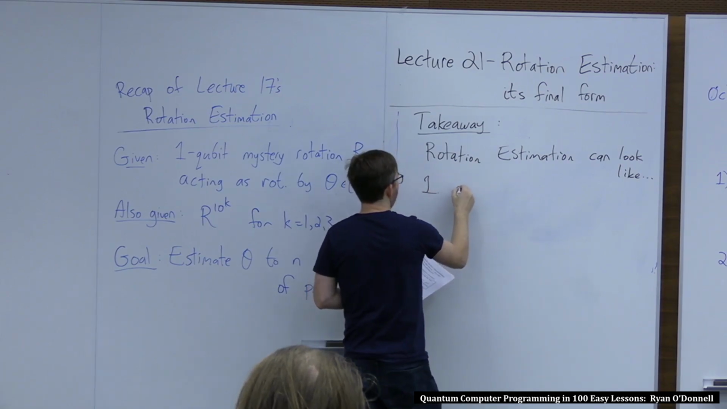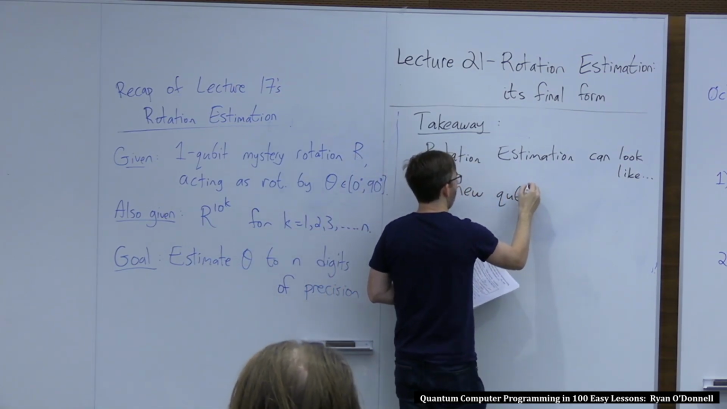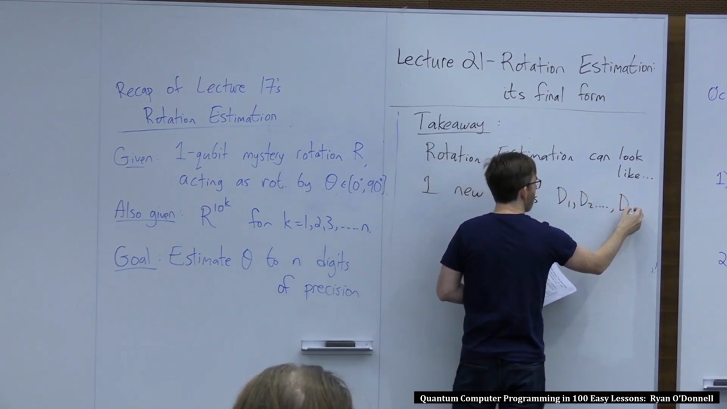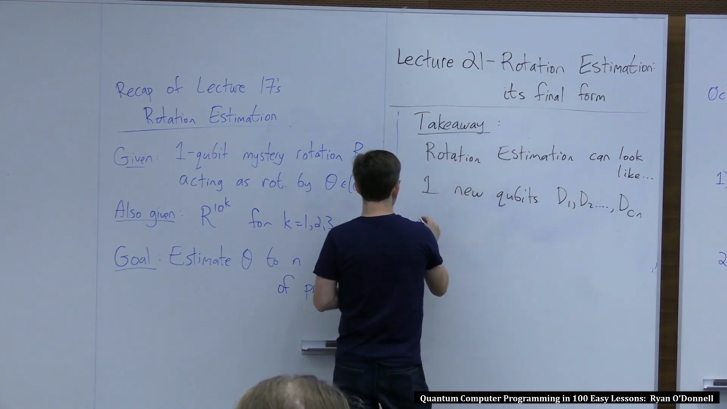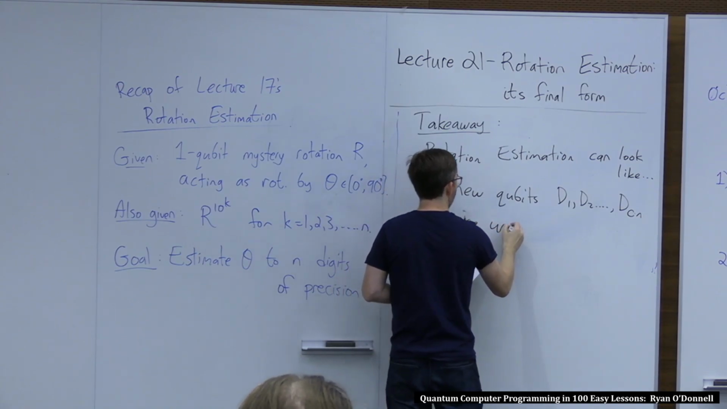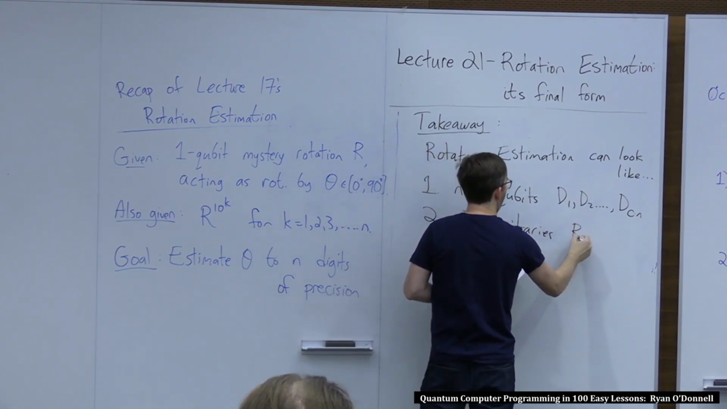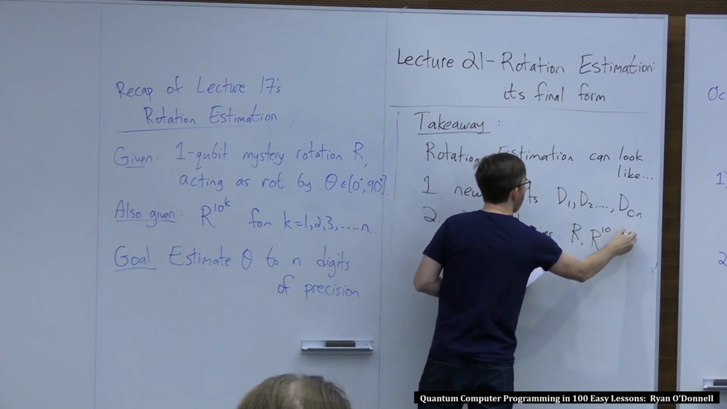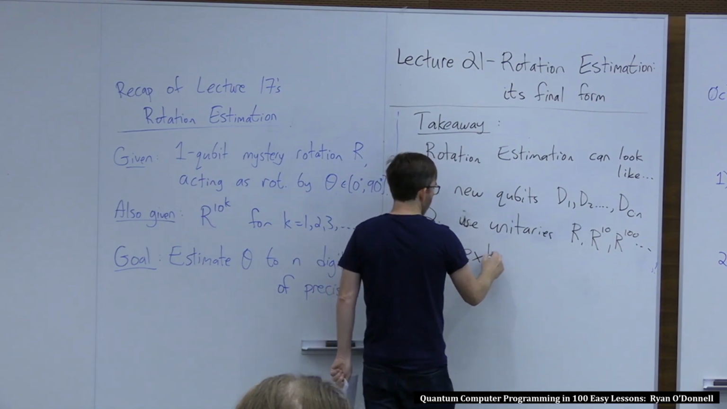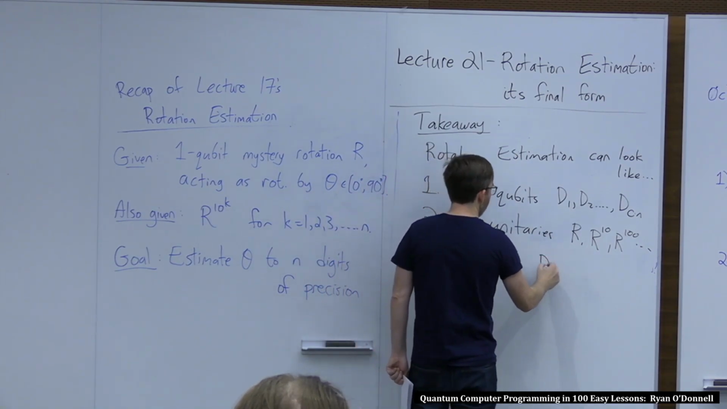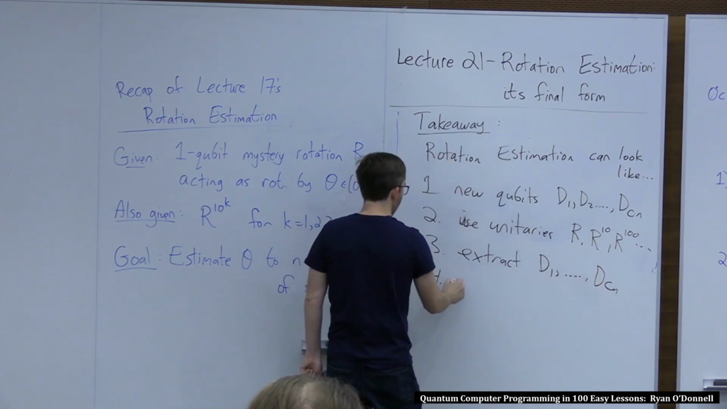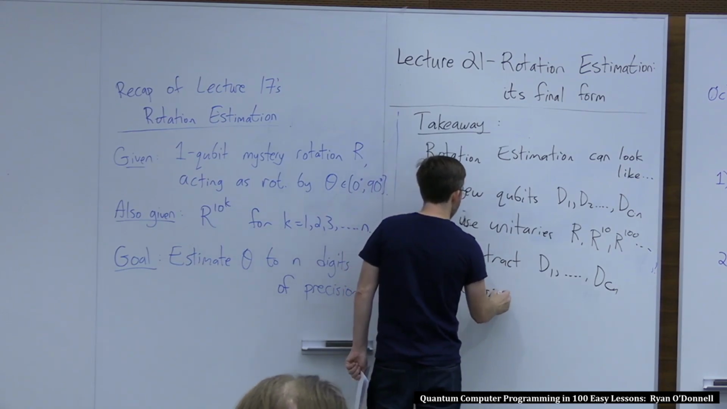Stage 1, just make all your qubits, d1, d2, up to d_{c·n}. Stage 2, do all your unitaries. Let's just say use the unitaries R and r to the 10 and r to the 100 and so forth up to r to the 10 to the n. Stage 3, now extract all. Well, let's just say extract all the d's. So measure all the d's and get all the data bits, and then classically process the data bits.